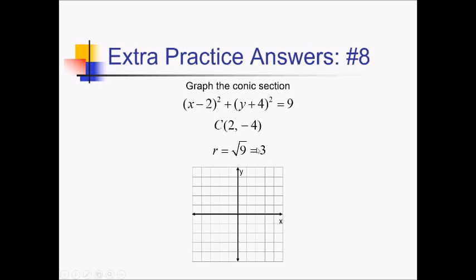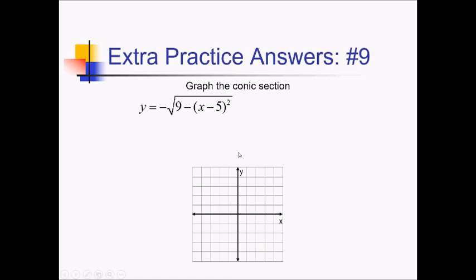And we're going to have to go by 2's for the grid lines, otherwise we won't be able to fit everything. So let's graph our center first, 2 comma negative 4. That's going to be right about here. And we're going 3 in every direction now. So up 3, right 3, down 3, and left 3. And then just connect those dots. There's our circle.